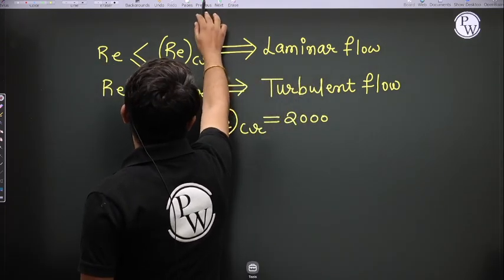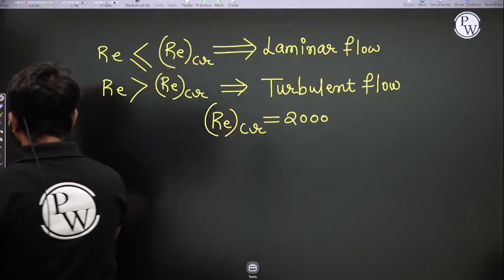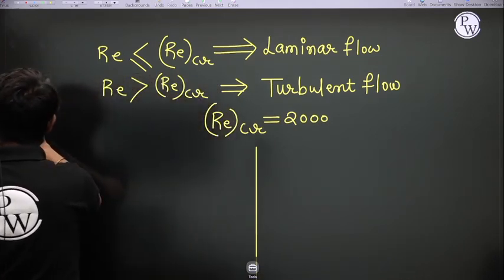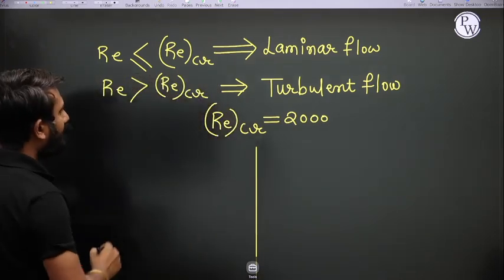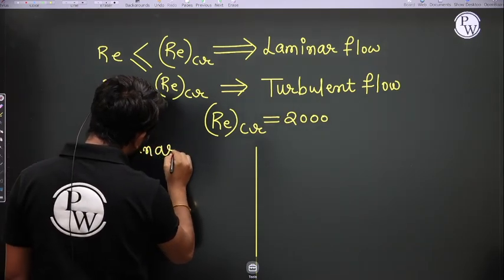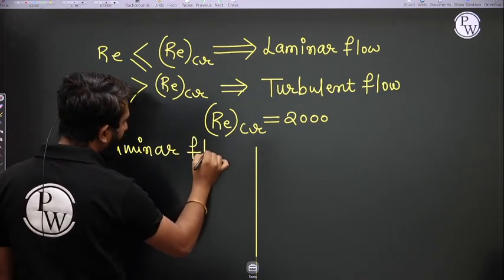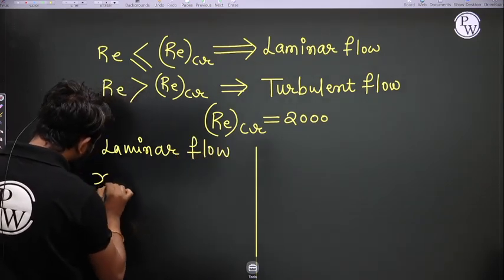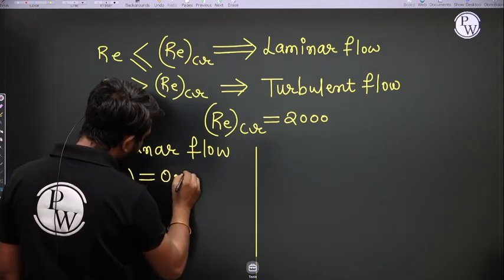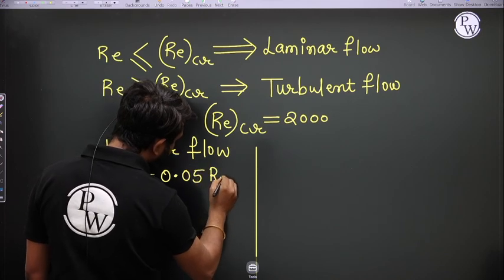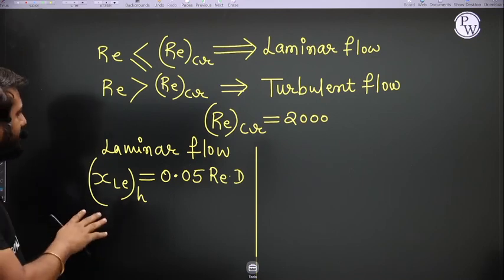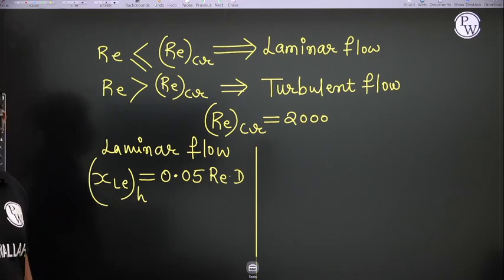Now see here, I already told you that the hydrodynamic entrance length depends on whether the flow is laminar or turbulent. So in case of laminar flow, this hydrodynamic entrance length is equal to 0.05 Reynolds number times D, right? This is the experimental value, or you can say this is an experimentally obtained mathematical expression. This is an empirical relation.